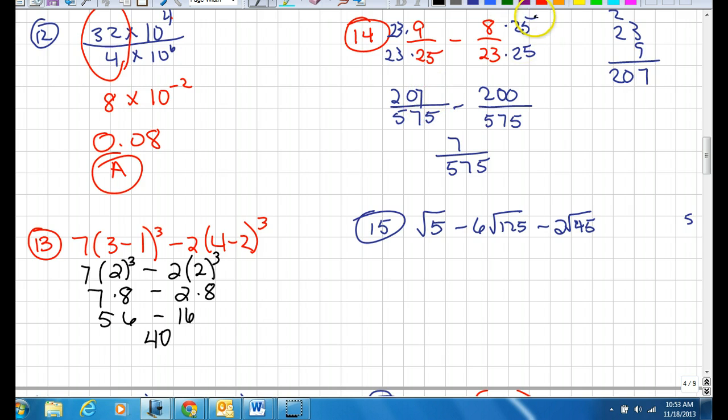And the way I think about 25 is how much money do you have when you have 8 quarters? It's $2, right? So I always think of 25 as a quarter. So that gave me 200 pretty easy. Okay. So 207 minus 200 is 7, and that's your answer for number 14.